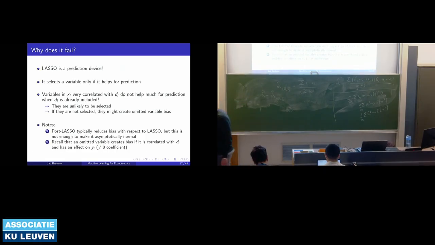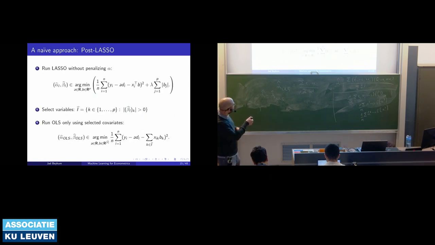And why doesn't it work? That was this omitted variable bias. So omitting a variable in the model only creates bias if two conditions are met. This variable has an effect on y and is correlated with d_i. What happens here? When you run this first lasso regression, you're going to omit the variables which are not very correlated with y_i, so which have a very small beta, but are very correlated with d_i. And these variables can still create substantial enough omitted variable bias to make asymptotic normality fail as a last step.